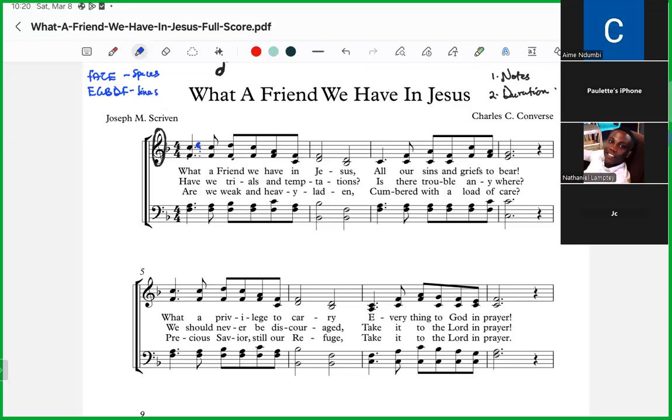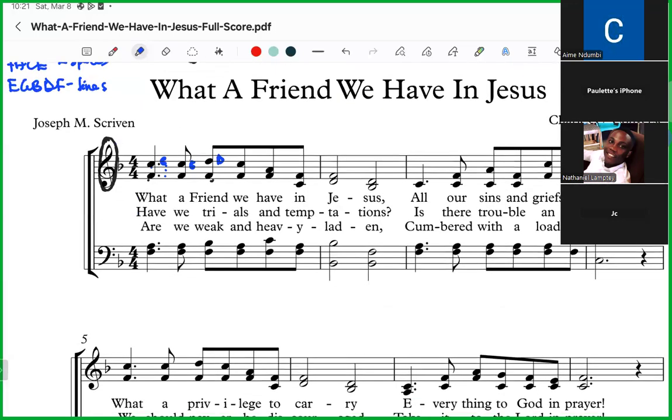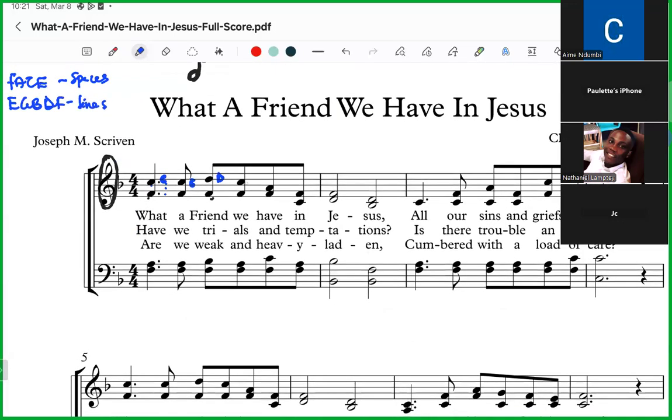Then the next soprano note is a C because it's on the third space. Now this one becomes a D because it's on the fourth line. You kind of have to count. Let me zoom in a bit so that you can see. Then this is on the 1, 2, third space, which is a C. This is on the second space, which is an A. First space, F. Then F, the same note.